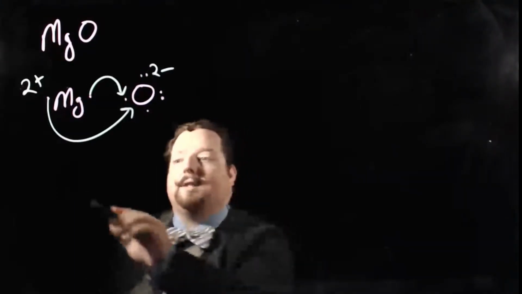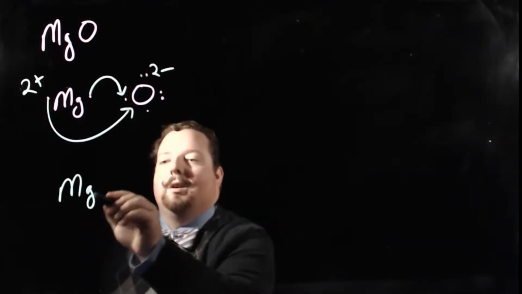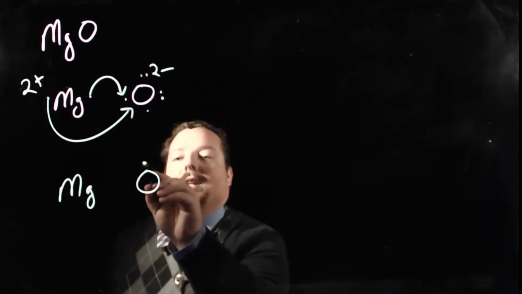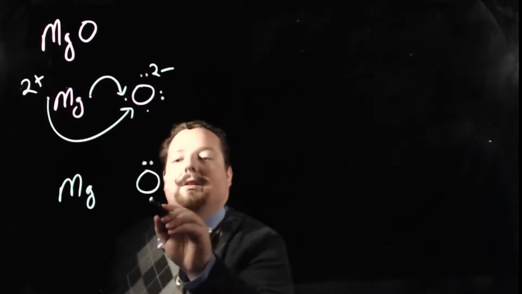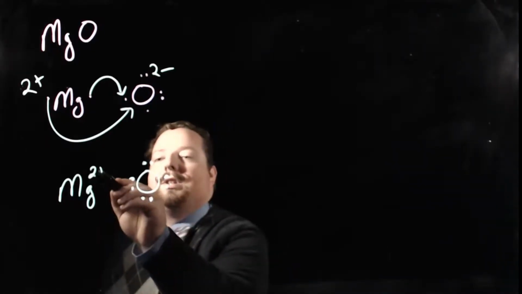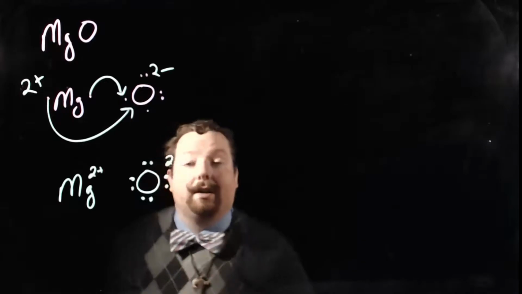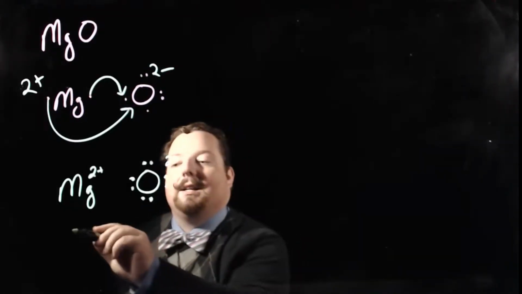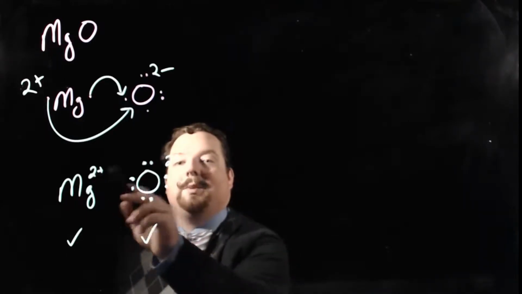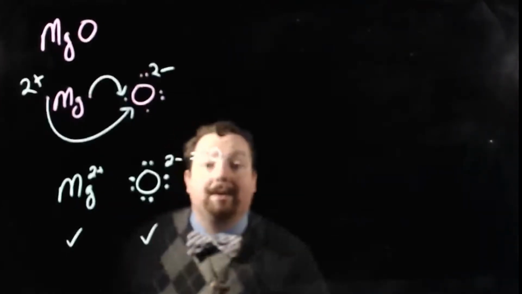So now we've just made Mg, which has no valence electrons around it, and then oxygen, which now has 8 valence electrons around it. Mg has a 2 plus charge, and oxygen has a 2 negative charge. So we've got 0 electrons on our metal, 8 electrons on our nonmetal, and we've got a 2 plus, 2 negative. That balances out to equal 0, so we're good to go there.